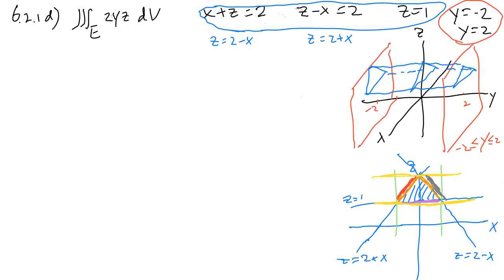Okay, let's continue in blue, because this is all about the blue region. So in type 2, we see that z is between 1 and 2. What about x? Well, that's between the red curve. Well, let's do that in red. So the red curve is the curve where z is equal to 2 plus x. So x is going to be equal to 2 minus z.